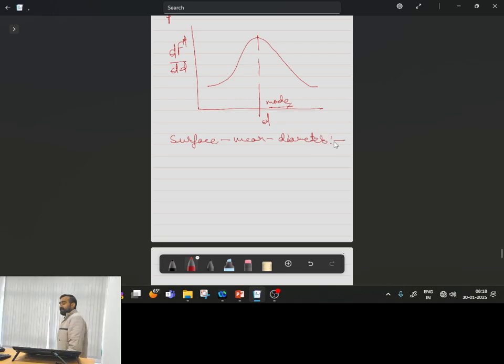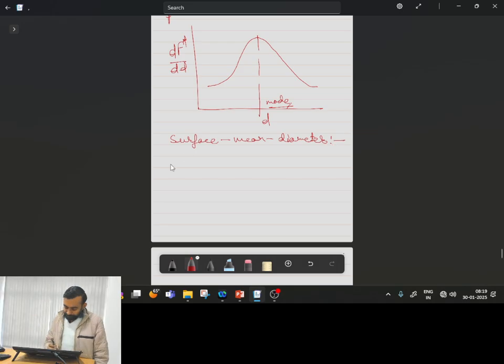Surface mean diameter is one of the important parameters whenever we talk about the hydrodynamics of the system, and the heat and mass transfer from the system. Why? Because the heat and mass transfer taking place from the particles will take place through their surface area. So that's why characterizing the surface mean diameter is important. Now, how to determine surface mean diameter?